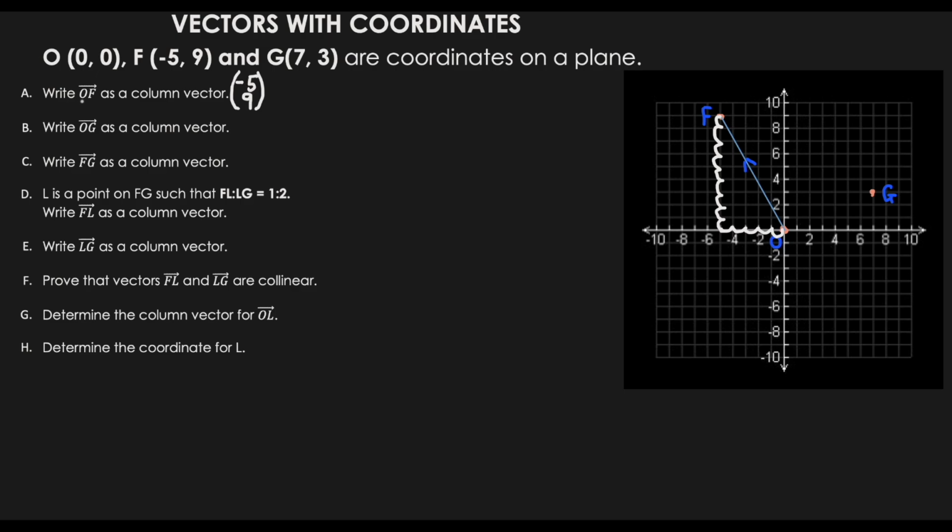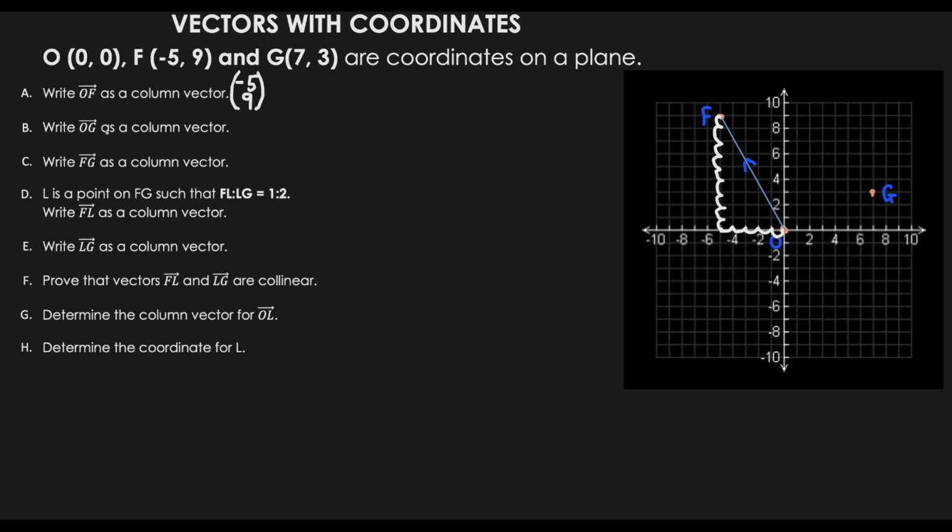Now because we're starting from the origin, from O to F, we could have used this information to help us write the column vector, because anything that's coming from O is considered a position vector. So whatever the coordinate is, which would be -5, 9 for F, that would be the column vector as well. Alright, so the next one that we want to do is O to G.